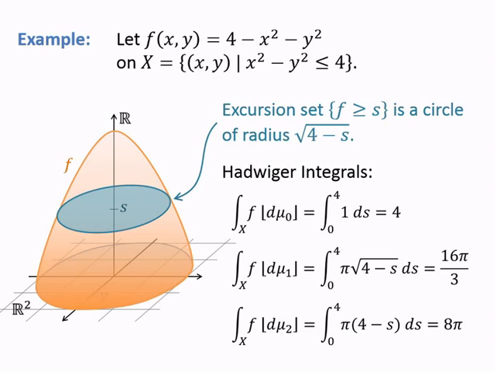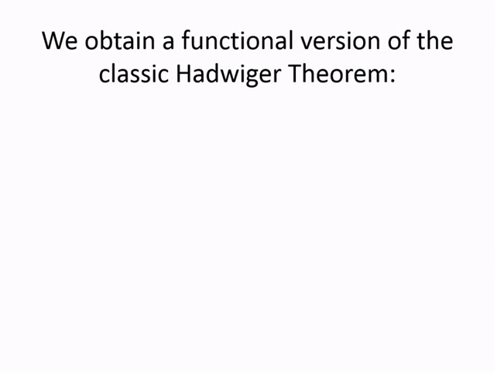So really, these numbers give me different notions of the size of this function. That's really the key idea with these Hadwiger integrals. They tell us about the size of a function. And we find that there is a version of, yes?